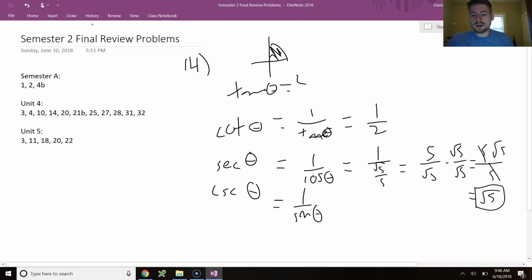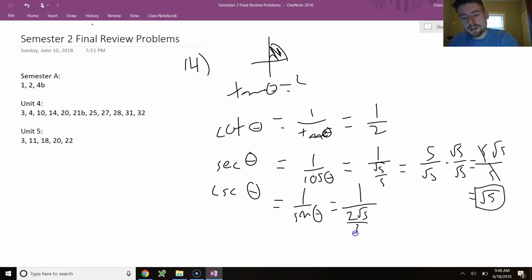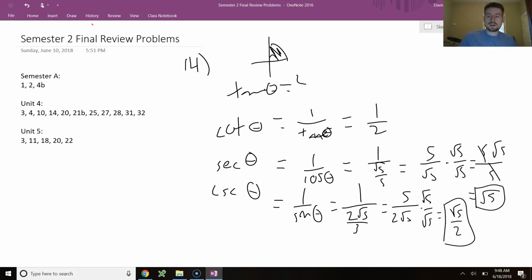Okay. And then you can do the same thing with sine of theta. So this is equal to 1 divided by 2 root 5 over 5. And so that's equal to 5 over 2 root 5. Multiply the top and bottom by square root 5, and that gets you, again, root 5 over 2 after simplifying it. So solving this problem just amounts to knowing how to find cosine and sine, and then you just take the reciprocal to get those.